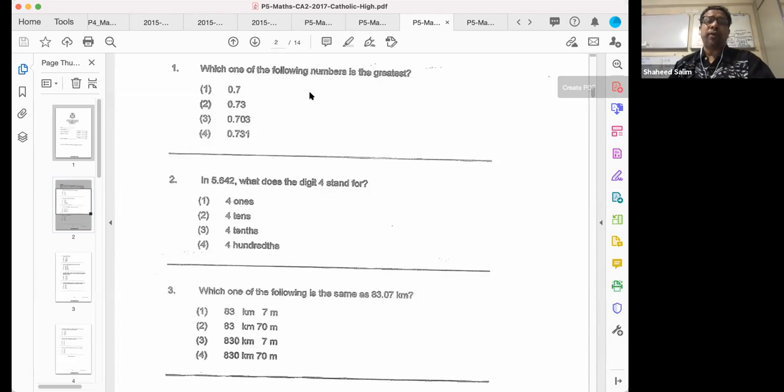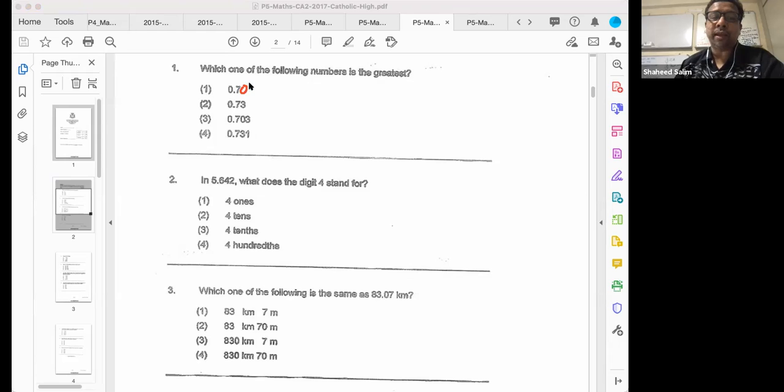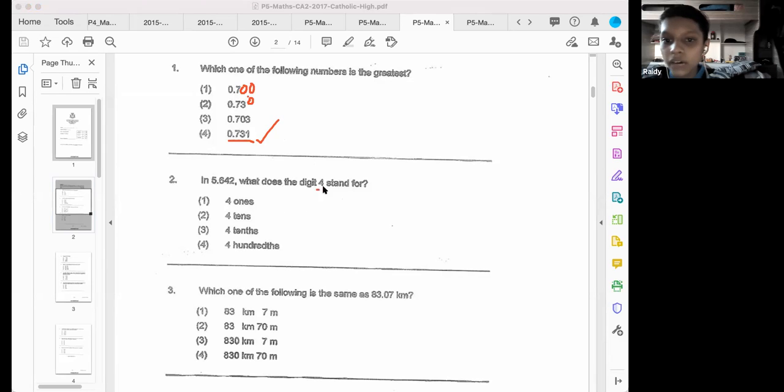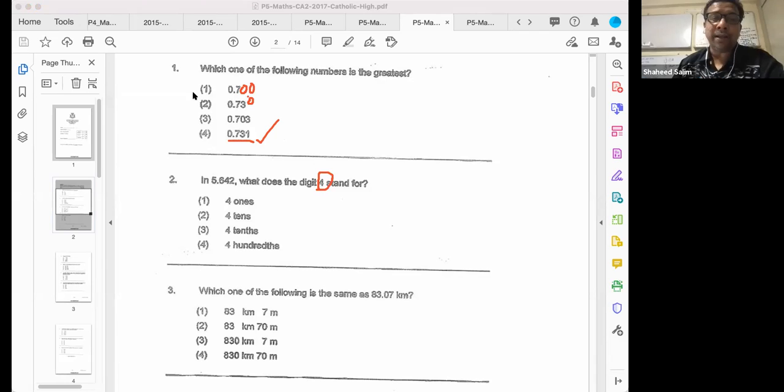So for number 1, you can do the Farish method. Farish says, what's the maximum number? So I said 3. So you can put 3 figures here. You can see 700, 730, 703, 731. So 731 is the highest, the biggest. So question number 2, what is... You put 1 is wrong. They want the greatest, so it must be 4.